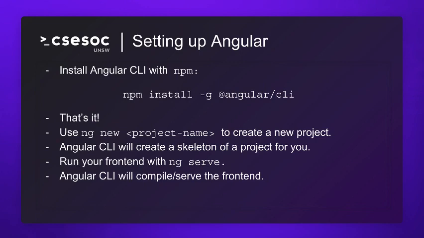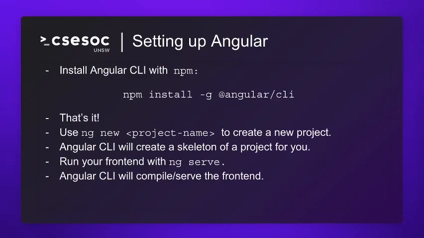So first of all, to install Angular, hop into your terminal, and using the Node package manager you would have installed earlier, you can type in npm install -g @angular/cli. What this does is install the Angular command line interface, which is basically a tool you can use to generate new Angular projects.